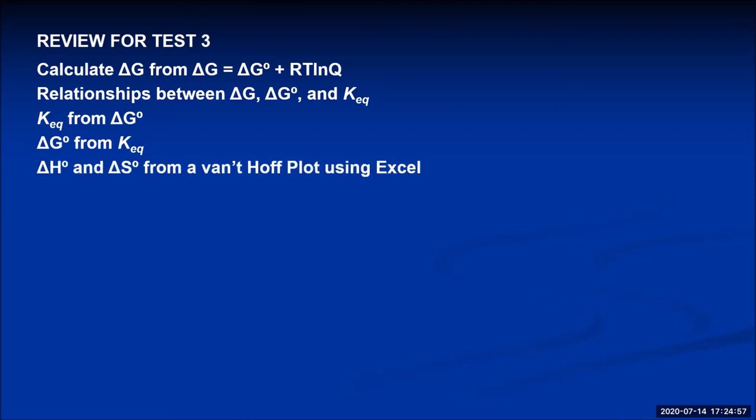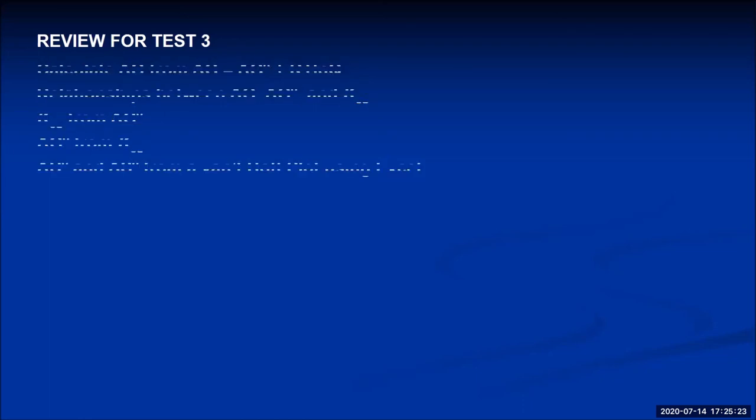And then finally, in one of our experiments, we talked about how you can determine the delta H naught and the delta S naught of a chemical reaction from a Van't Hoff plot using Excel. And we're probably going to have you actually not use Excel to do that, but you'll probably have to make a graph, figure out the slope of the line, and from the slope and the intercept, calculate what delta H naught and delta S naught are for a particular chemical reaction. And that was our chapter on thermodynamics.